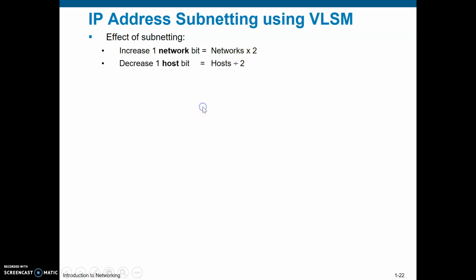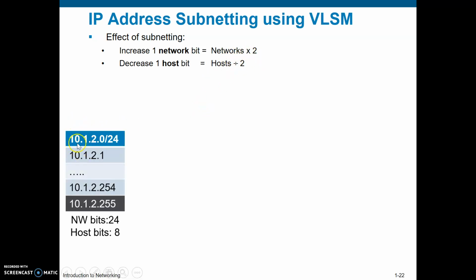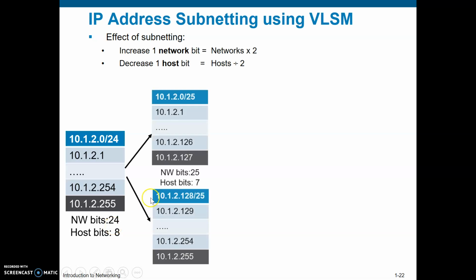We can look at it in this example. The same example, 10.1.2.0/24. With that, we have actually 254 host addresses. This is the broadcast address. This /24 means that there are 24 network bits and 8 host bits. When we increase the network bit to be /25, we have effectively cut this network into half.